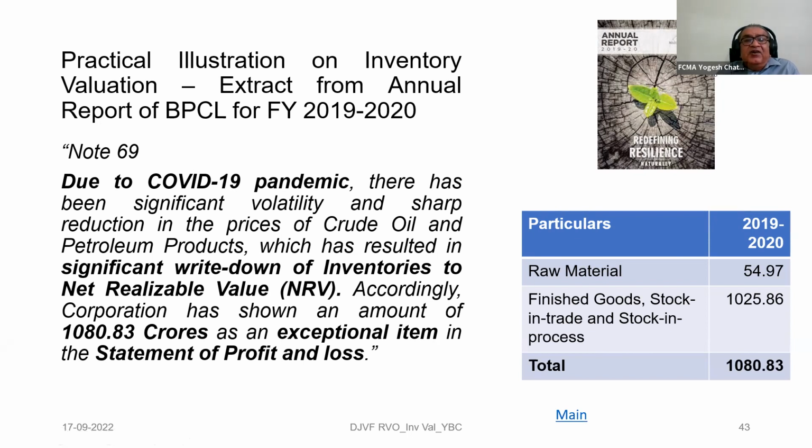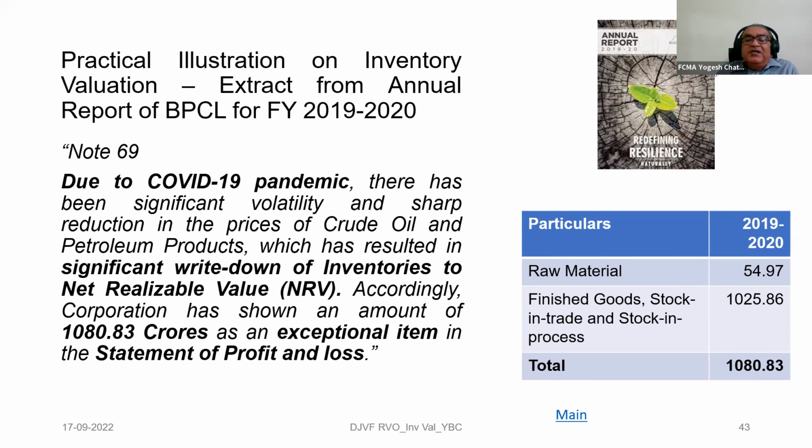This is from the annual report of BPCL, note 69. There they have clearly mentioned that due to the COVID-19 pandemic, there has been significant volatility and a sharp reduction in the prices of crude oil and petroleum products, which has resulted in a significant write down of inventory to NRV, or net realizable value. Accordingly, the corporation has shown an amount of 1081 crores as an exceptional item in the statement of profit and loss. So this was with reference to BPCL.